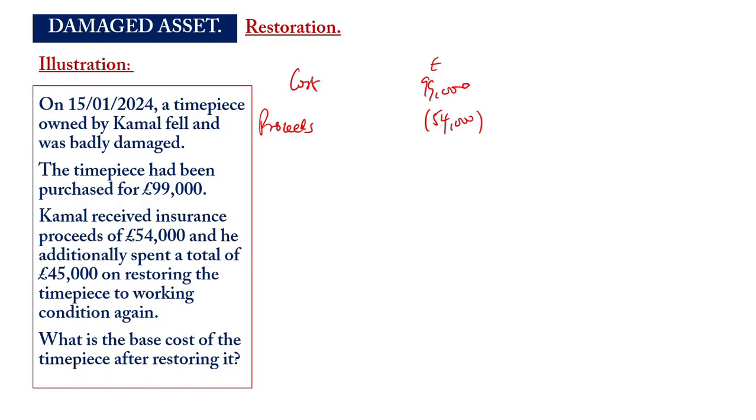Now, the additional amount that was spent in the course of the restoration is 45,000. We're going to add the 45,000 to it. So now the base cost of this asset is going to be £90,000. So anytime the restored timepiece is to be disposed of, it will be the proceeds received at that point, and then we less the 90,000 from it.